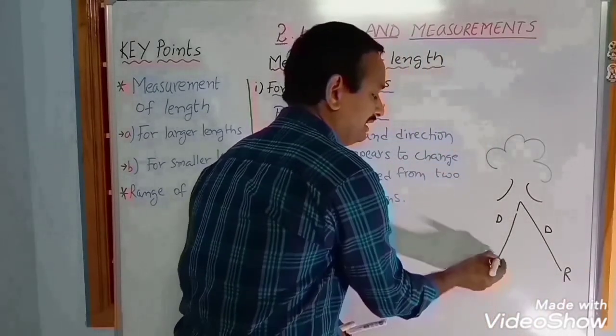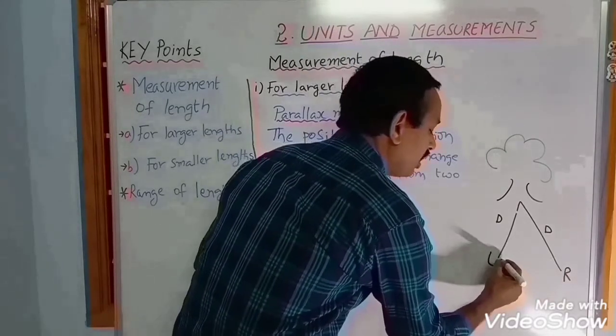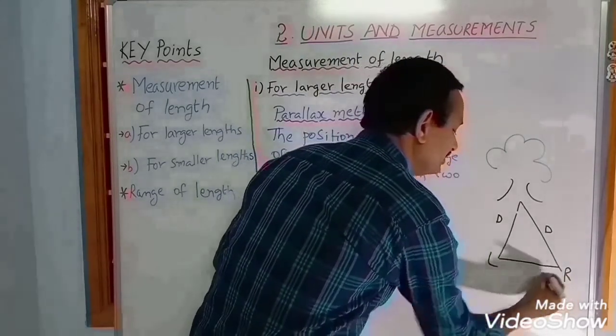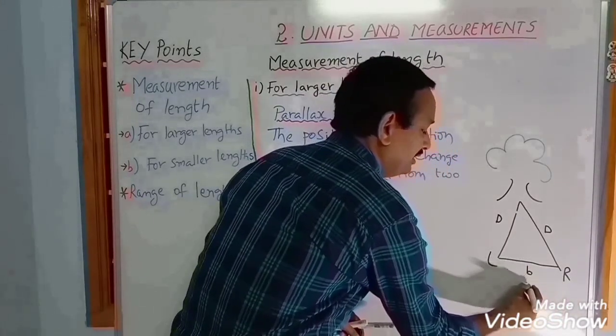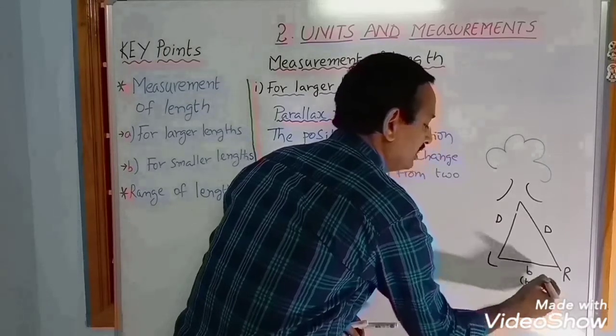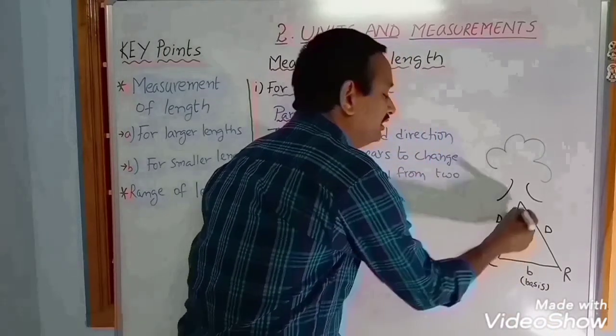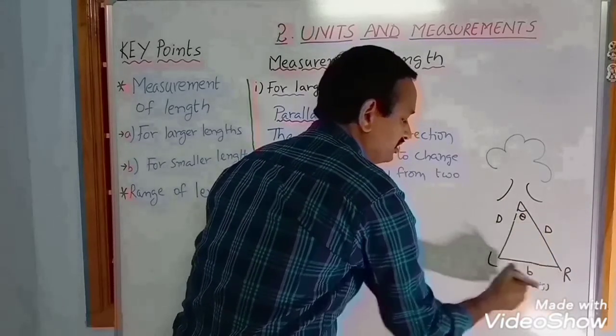Here the distance between these two positions is called the basis, which is represented with the letter B. What is this? Basis. Okay. So here this tree subtends an angle theta with these two positions.